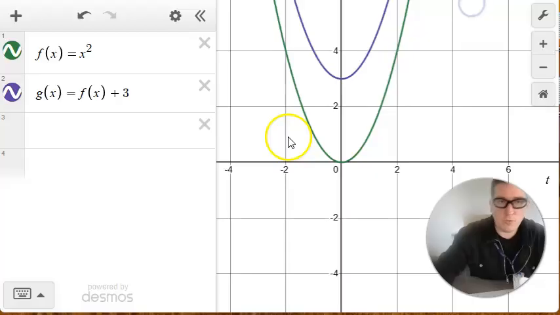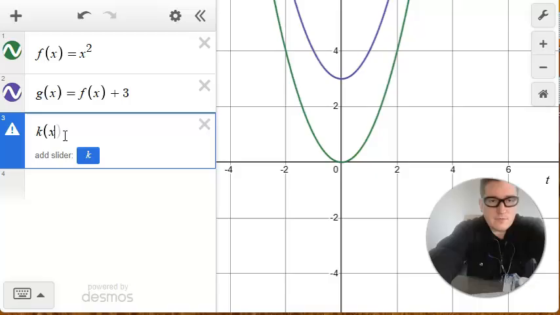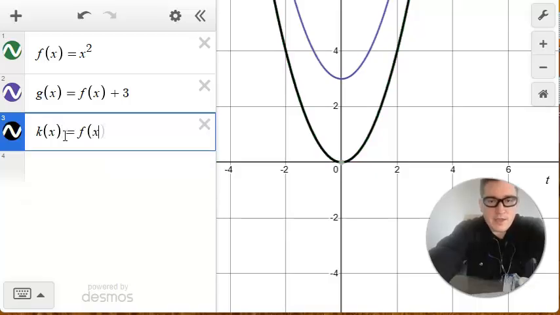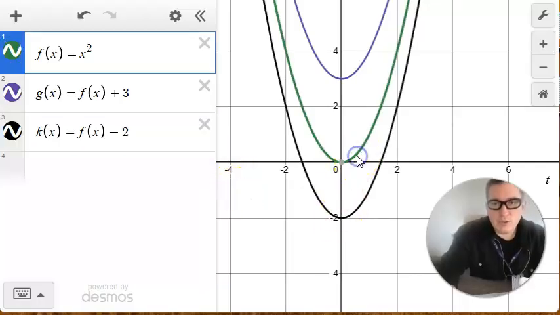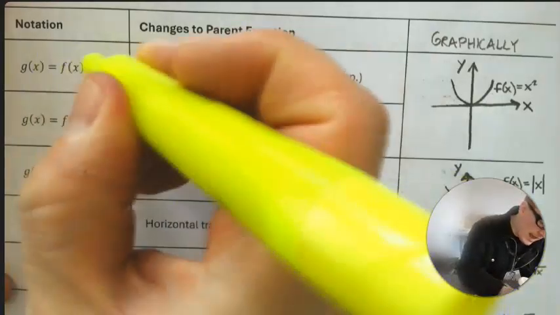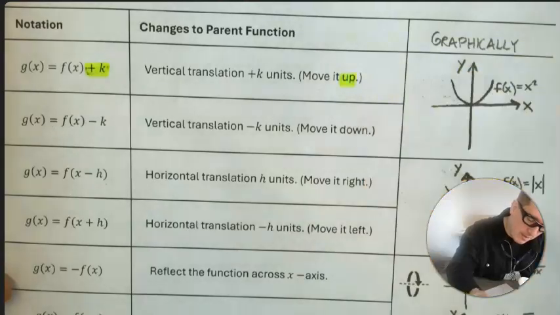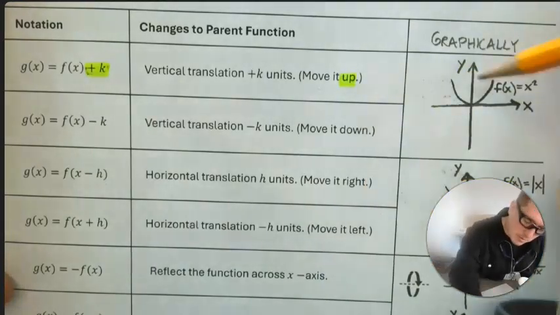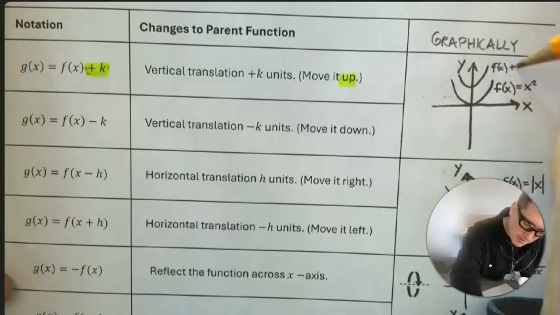Alternatively, I can move the parabola down by defining another function, let's say k of x, and I could say it is the function of x minus 2, right? And so that's the black function there. My original green just moved down 2. So these are called vertical translations because my parabola moves up and down. So when I added k to my function, it moved it up. In other words, my parabola moved up k units. This is f of x plus k.